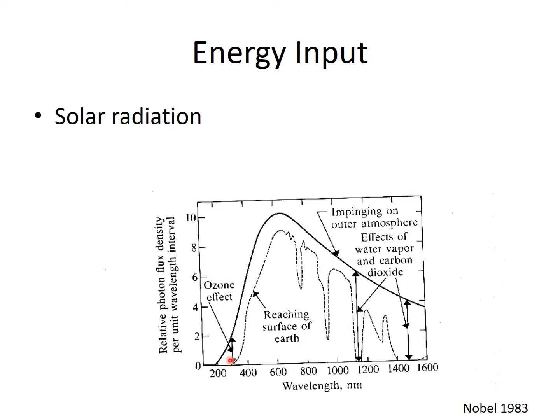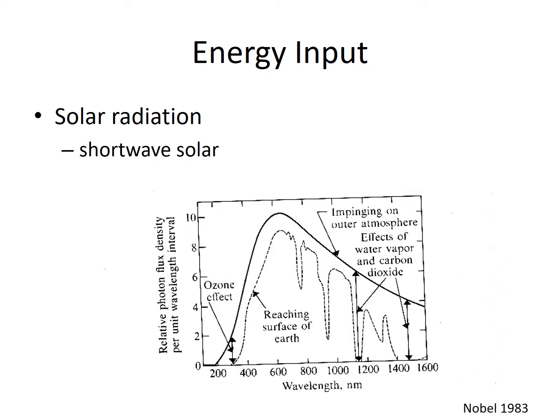Shorter wavelengths move into the ultraviolet. Most ultraviolet radiation is absorbed by the ozone layer, but we do receive a little bit of ultraviolet radiation at the Earth's surface. The wavelengths longer than visible are infrared wavelengths. This is the far red, this is infrared wavelengths.